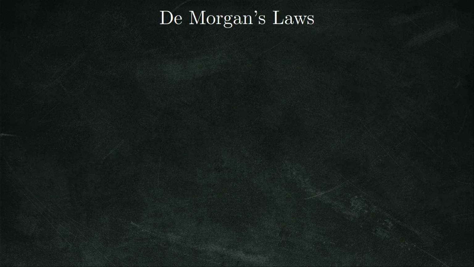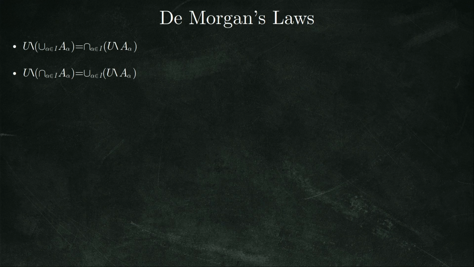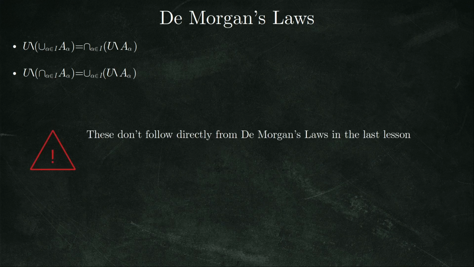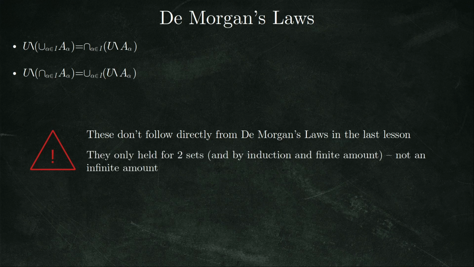Let's now look at how De Morgan's laws generalize to an indexed collection of subsets. Firstly, the first De Morgan's law generalizes as you might expect, where the union becomes an intersection, and similarly, the second law generalizes as you might expect. Now this might seem trivial, however I do want to issue a warning. These don't follow directly from De Morgan's laws in the last lesson. Those laws only held for 2 sets, not an infinite amount.